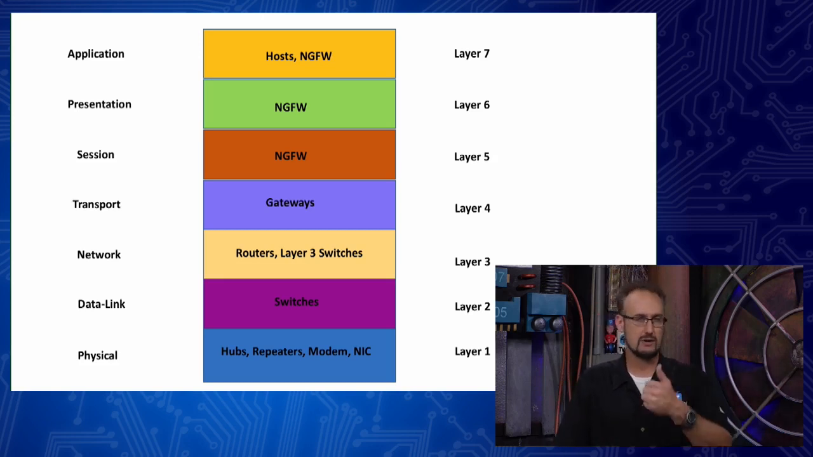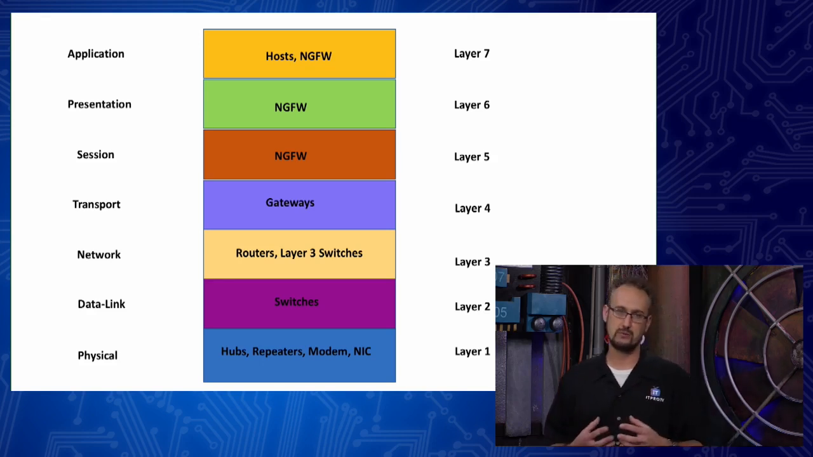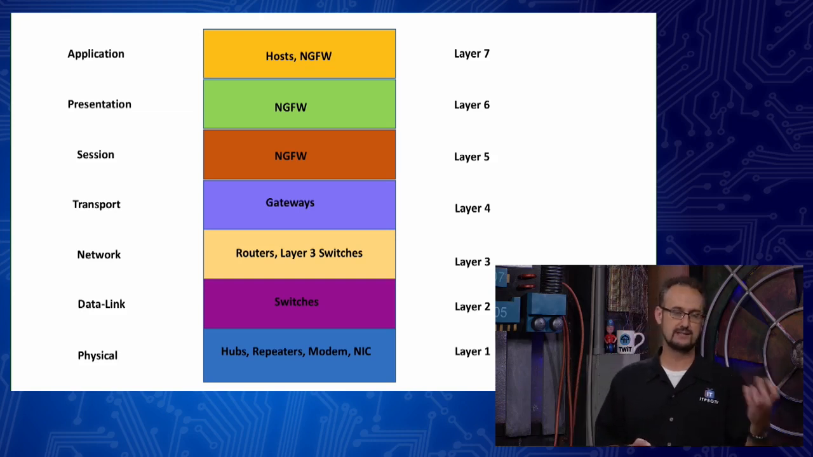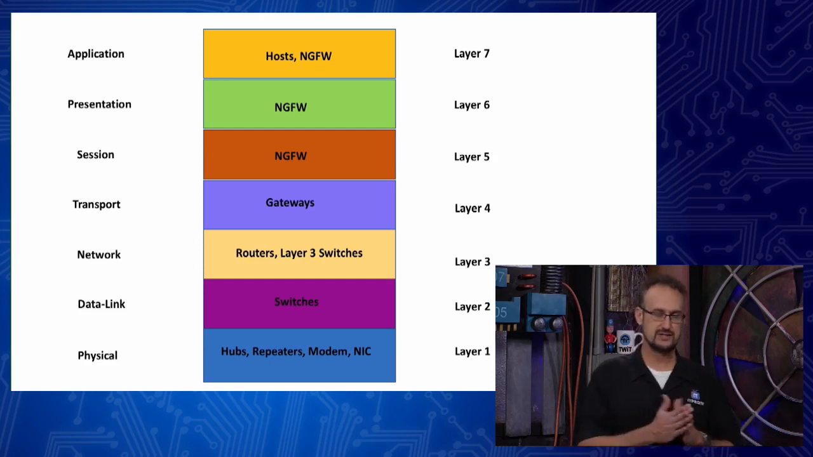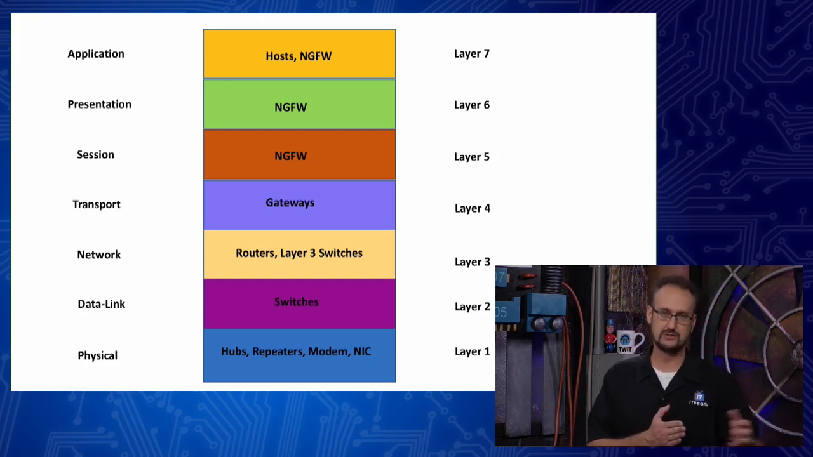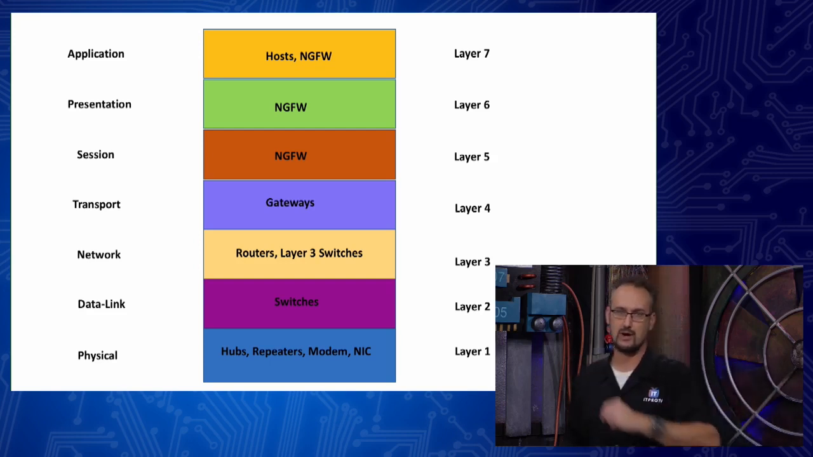All right, when you get to the transport layer, this is where things like gateways happen. Now, I want you to understand that a gateway is a little bit different than what we're talking about when we say a TCP/IP default gateway. The TCP/IP default gateway is just an IP address that basically connects you to your router and allows you to send traffic off your network.